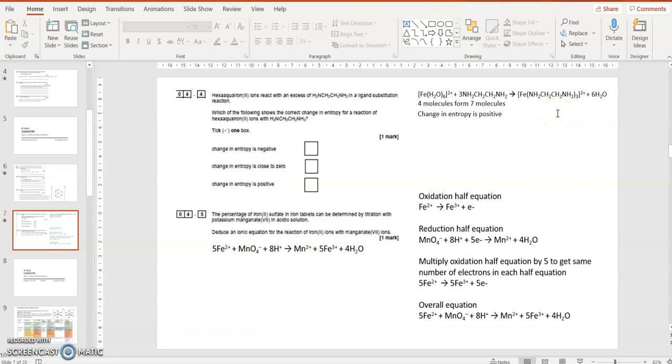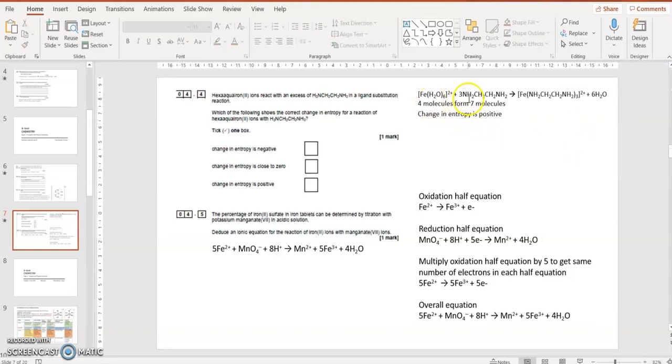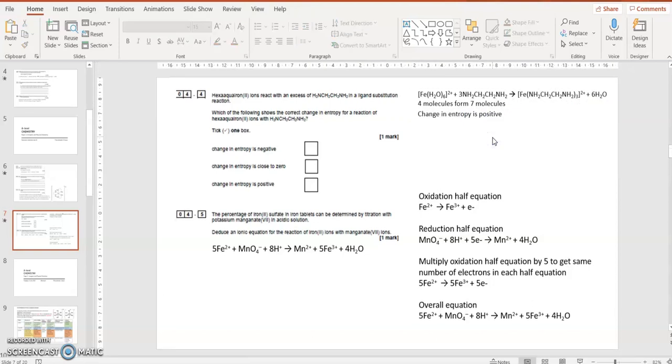Just like, for example, if I took a piece of paper, there's 1 piece of paper, and I disordered it by shredding it into lots of little bits: fewer molecules, fewer bits, making more molecules, more bits, more disorder. 4 molecules make 7. That means there's more disorder. The entropy is positive. That was the 3rd option down.